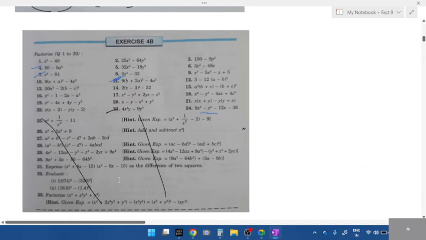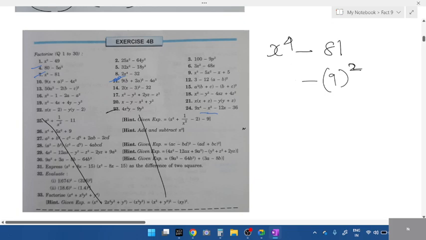Tell me the seventh one. What is given? x to the power of 4 minus 81. Is 81 a perfect square? Why no? 9 square, right? So become comfortable with the values, students. Go through 1 to 25 squares.